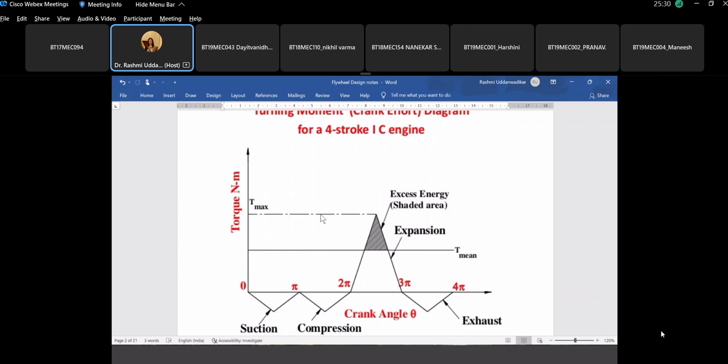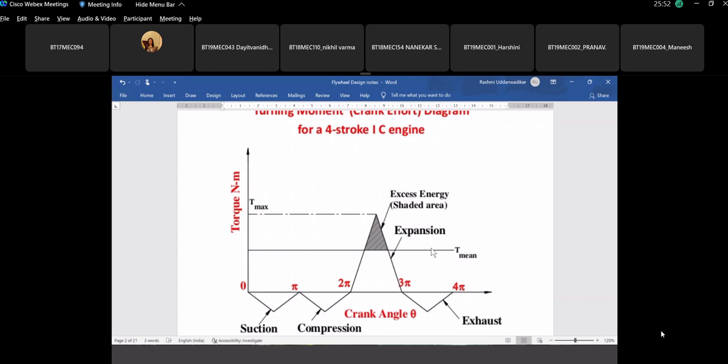So here this is the maximum torque, and this is the minimum value of torque. So somewhere around here, this is the mean torque. So we are working with the mean torque value, and this is the excess amount of energy which is produced, and this gets stored in the flywheel.